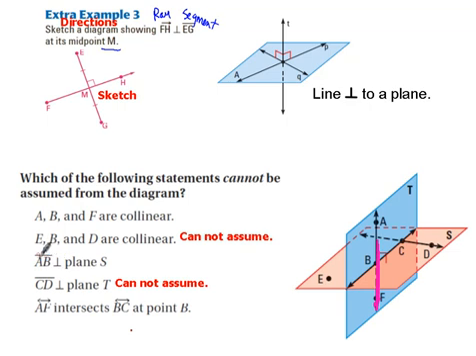The second one, E, B, and D are collinear. Here's E, here's B, and here's D. They look collinear, but we cannot assume that because they have no line connecting them. We can also not assume line segment CD is perpendicular to plane T. Here's line segment CD. It looks perpendicular, but we can't assume it because there is no indication or no directions.